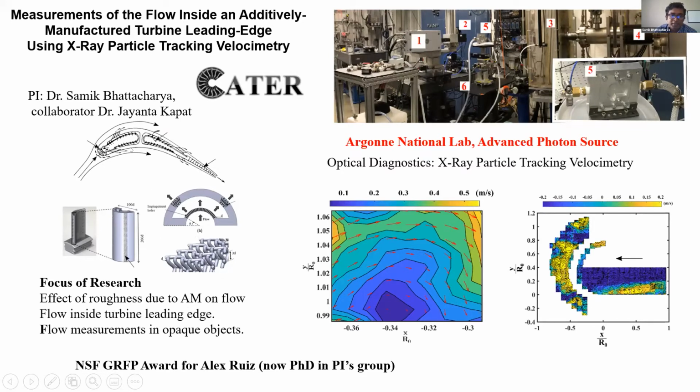Now, these days a technique which is becoming very important is additive manufacturing, with which these turbine blades are being manufactured. The problem with additive manufacturing is it leaves a lot of surface roughness, which we cannot measure, but it is going to change the flow field inside. Now, how do we measure? The problem is these metallic turbine blades do not have optical access, and we cannot perform traditional optical measurement.